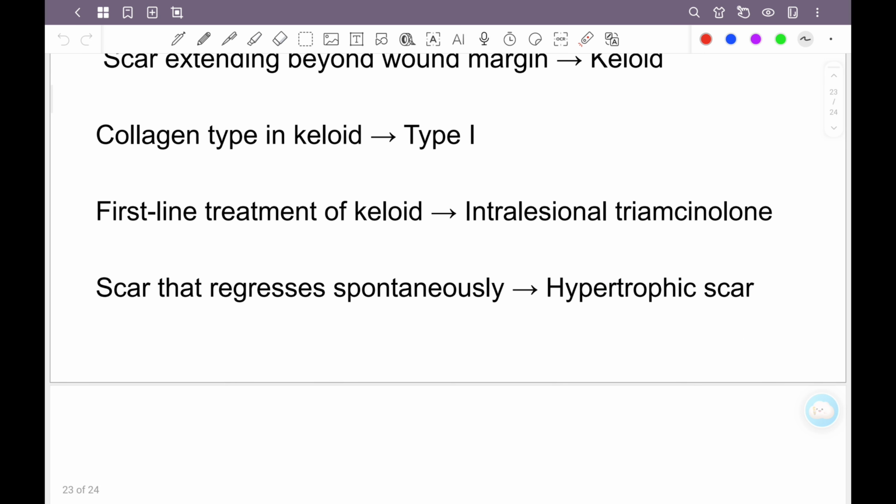So keloid and hypertrophic scar are among the most known topics for MBBS and PG intern exams. So thank you.